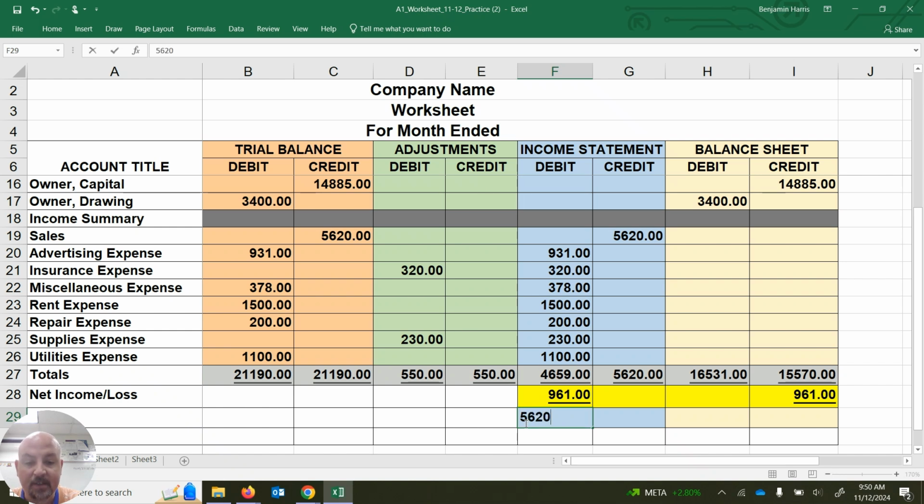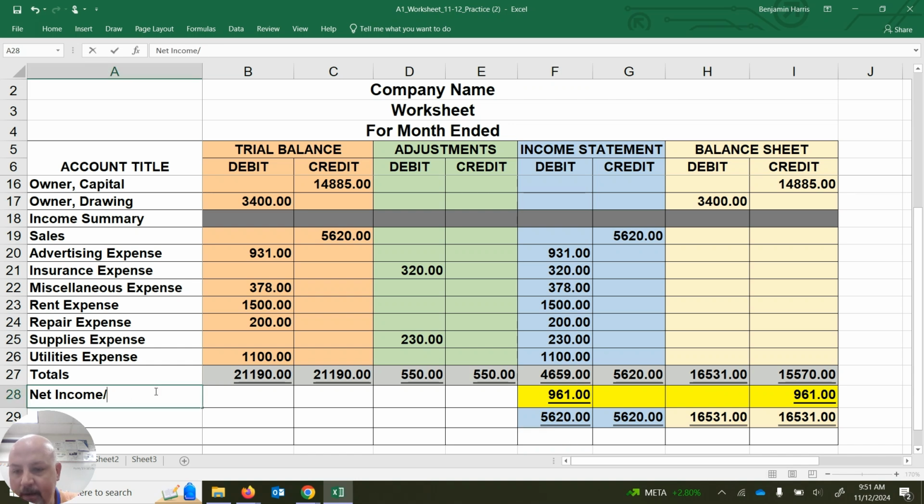To finish off the worksheet, all we're going to do is add these two numbers back up. That would be 5,620. 5,620 plus 0 is that same number, 16,531. The thought behind this is basically saying our expenses plus the amount of our net income is going to yield or equate to our total amount of revenue coming in. So this is a completed worksheet for a net income.